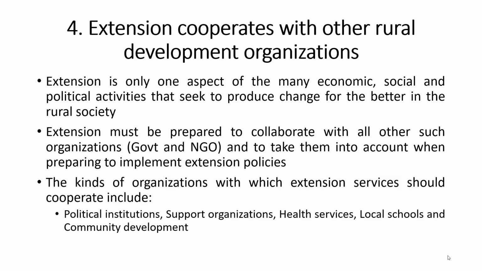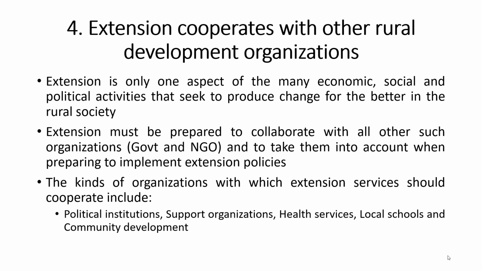The kinds of organizations with which extension services should cooperate include political institutions and local political leaders, whose active local support will help the extension agent, who may thereby be brought into closer touch with local farmers, such as GUFs, MUNGUFs, TOPAs, and CHIPINs. Support organizations such as agents who supply agricultural or other inputs. For example, we have seed and fertilizer agents across the country.